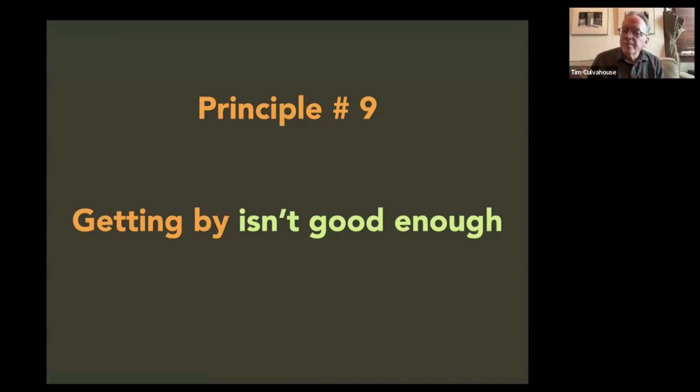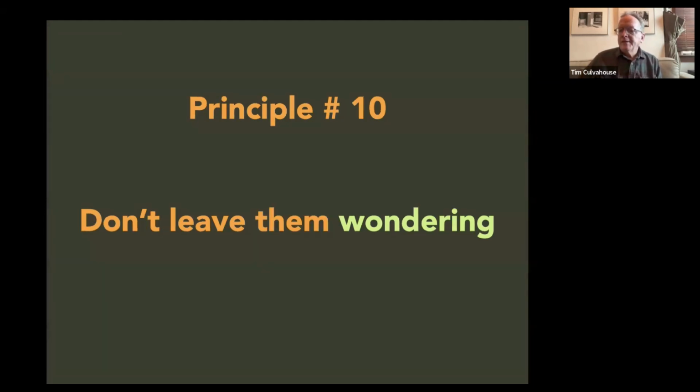Just a couple more. Getting by isn't good enough. You can't approach this with a "can I get by with this" attitude. If you find yourself thinking that way at all often as you're putting together a submittal, you're not ready. And here's one that it took me a while to discover because it didn't come up until it came up.